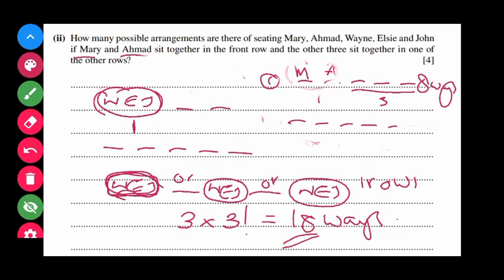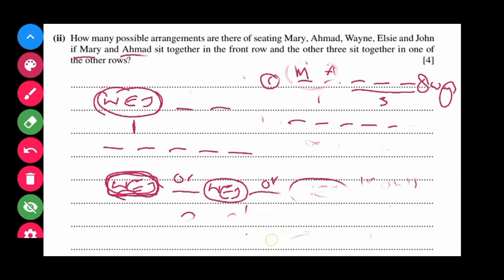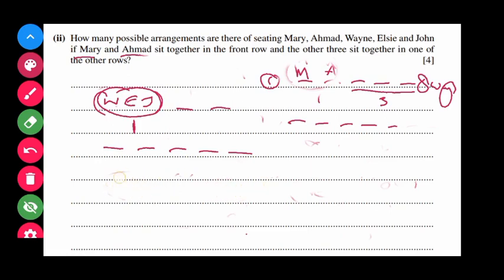Yes, that means the total number of arrangements for them is 18 ways into 7. Why is it into 7? What is the reason it is into 7? Yes, because there are only 7 rows remaining, because totally there were 8 rows. The first row is occupied by Mary and Ahmad to sit together. As Mary and Ahmad are sitting together, the other three never sit with them. Okay, so the other three occupy the space in the other seven rows.